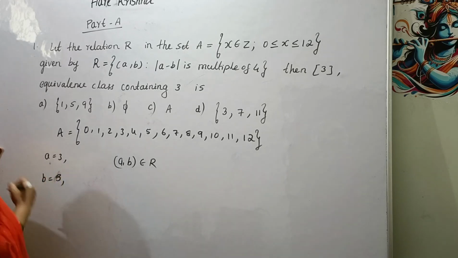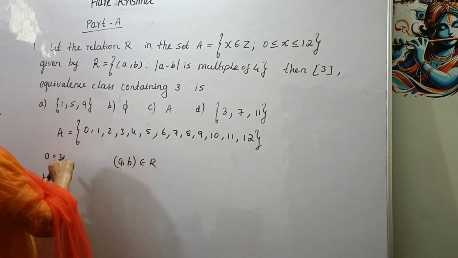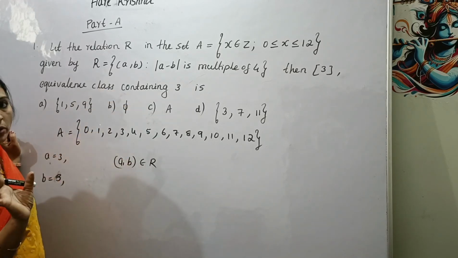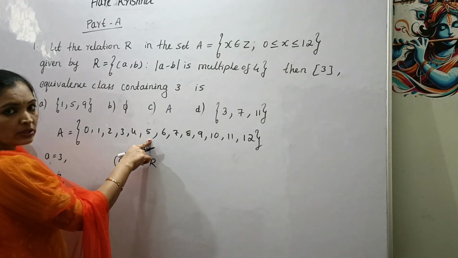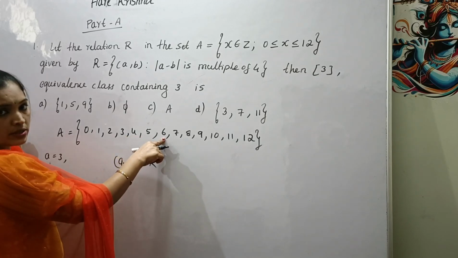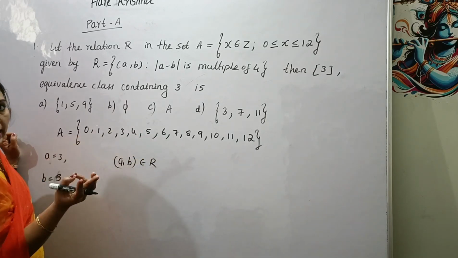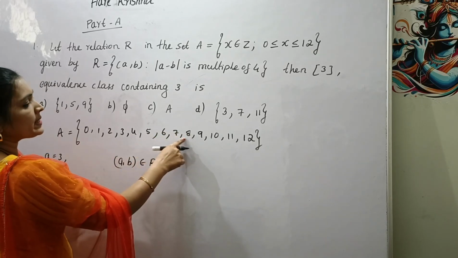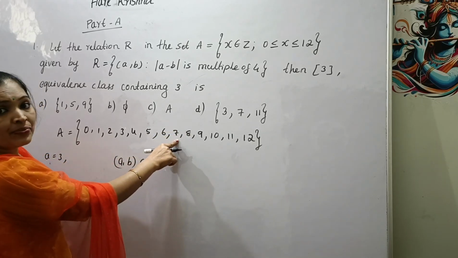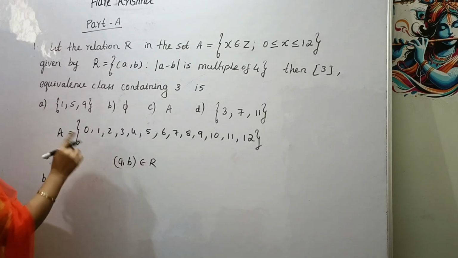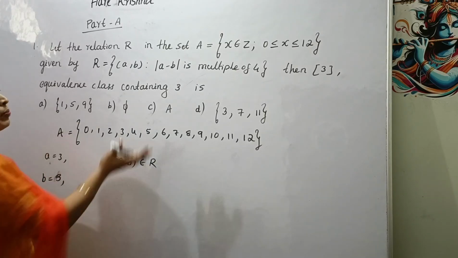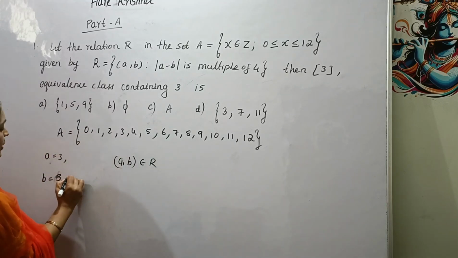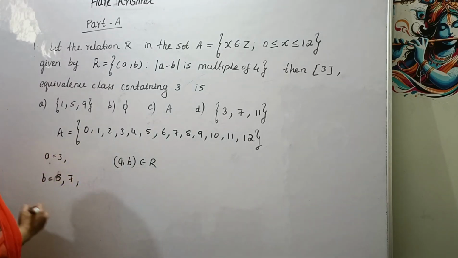So b is equal to 3. Next, 4: 3 minus 4 is minus 1, modulus of minus 1 is 1. 1 is not a multiple of 4. Next, 5: 3 minus 5, modulus is 2. 6: 3 minus 6, modulus is 3. 3 is not a multiple of 4. Now 7: if b is equal to 7, 3 minus 7 is minus 4. Modulus of minus 4 is 4. 4 is a multiple of 4. It's correct, so b is equal to 7.